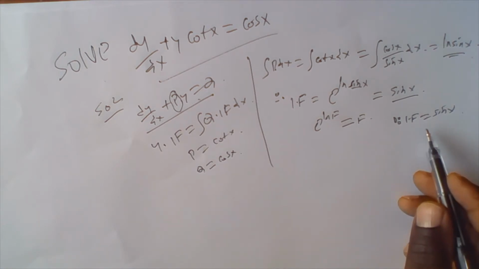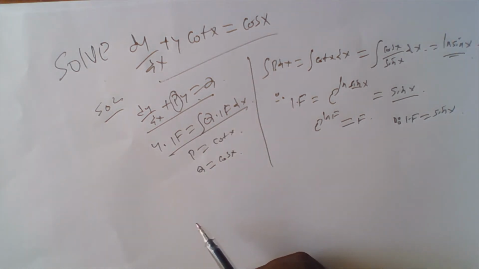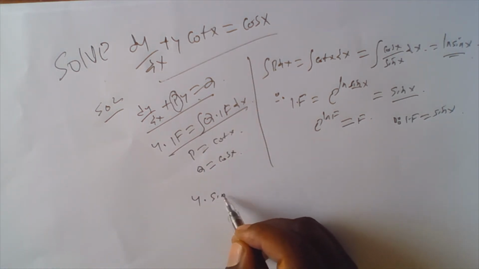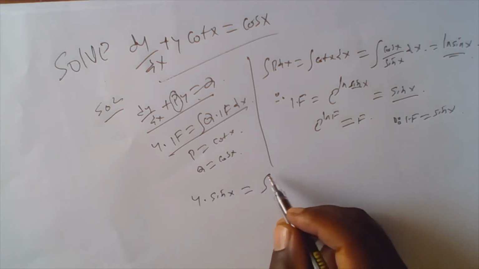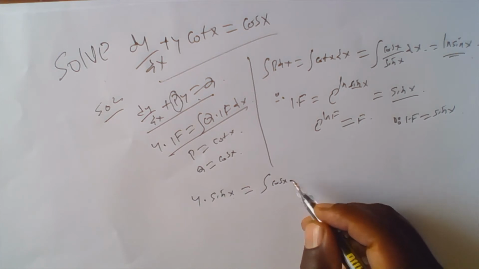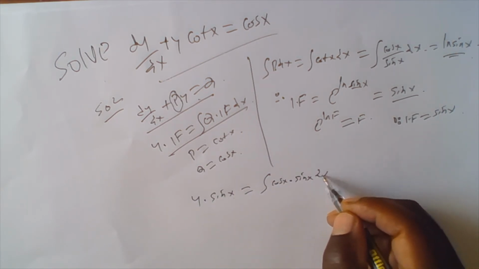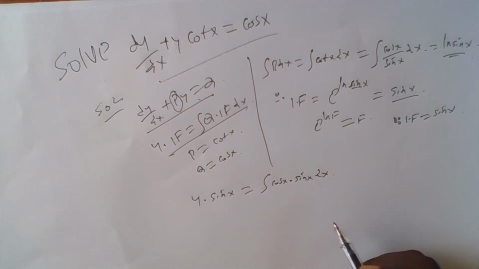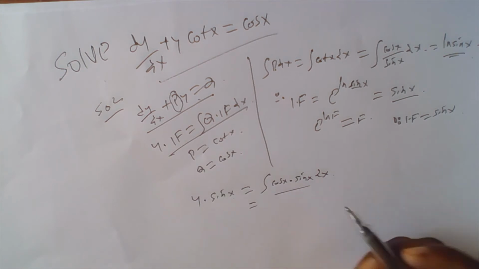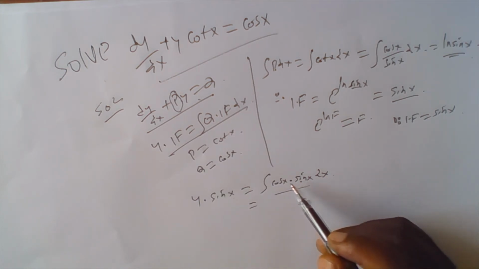So now that we have the integrating factor, the solution is given by y times the integrating factor, which is sin x, equals the integral of Q, which is cos x, times the integrating factor sin x, dx. From this we need to integrate. You realize that when you differentiate sin x, you get cos x.